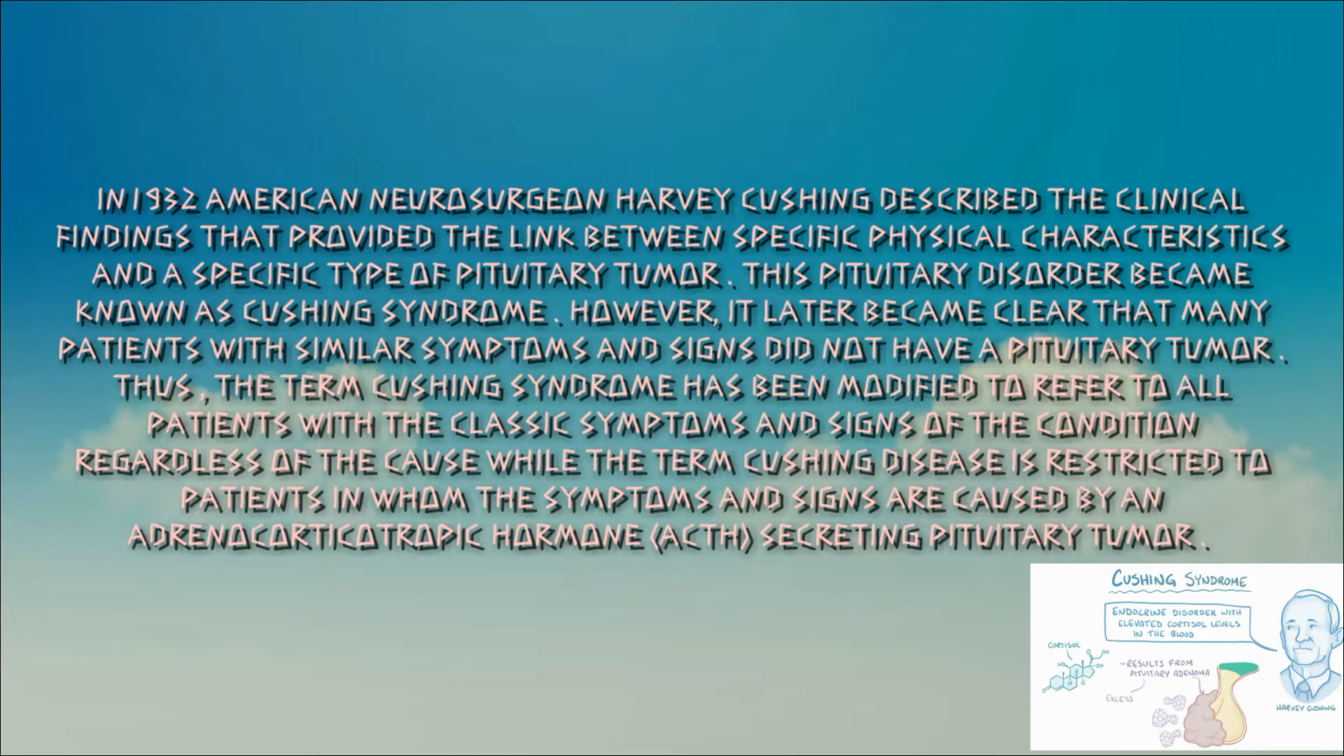However, it later became clear that many patients with similar symptoms and signs did not have a pituitary tumor. Thus, the term Cushing syndrome has been modified to refer to all patients with classic symptoms and signs of the condition, regardless of the cause, while the term Cushing disease is restricted to patients in whom the symptoms and signs are caused by an adrenocorticotropic hormone, or ACTH-secreting pituitary tumor.